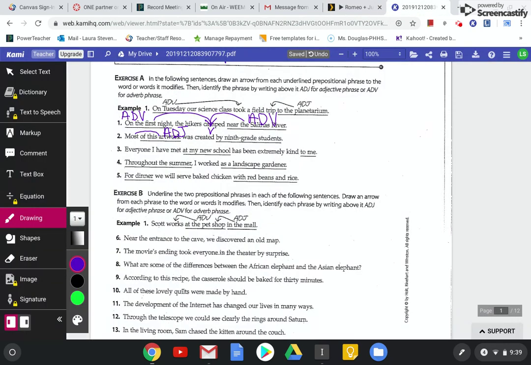Hold on, let me turn down this movie. Sorry, I'm making this while the kids are watching a movie, because there's no other time.